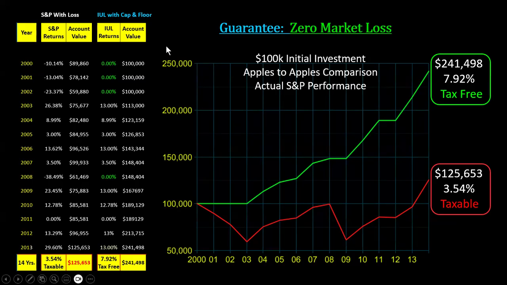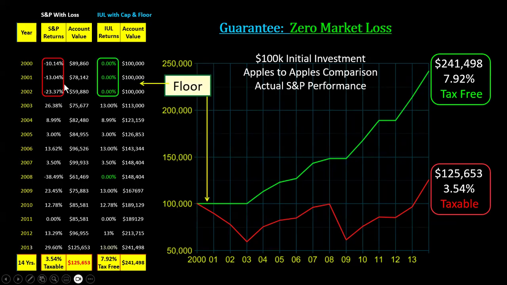So let's go ahead and take a look at this, because the floor, remember, Jim Morrison of the Doors said you can't fall off the floor. He's exactly right. When you're in a contract like this, if you have a floor of 0, then you're going to sit out market losses. You'll participate in a percentage of market gains, but you'll sit out the market losses.